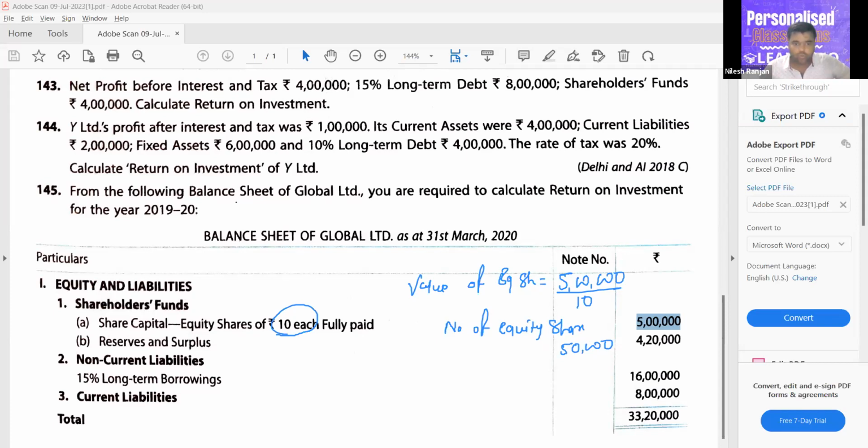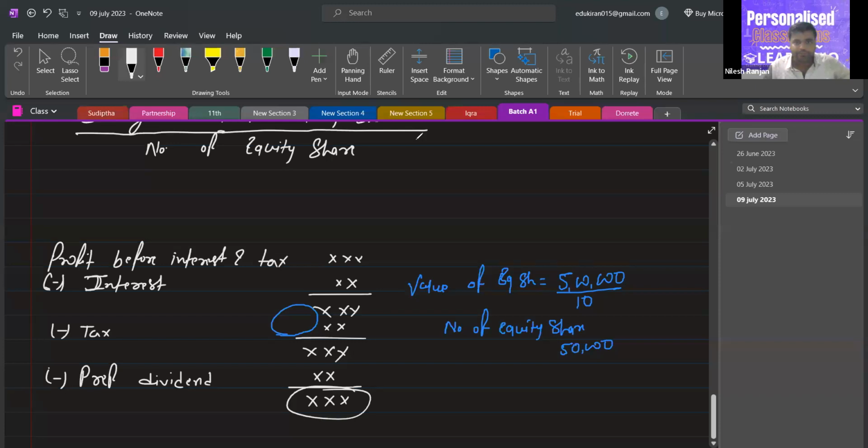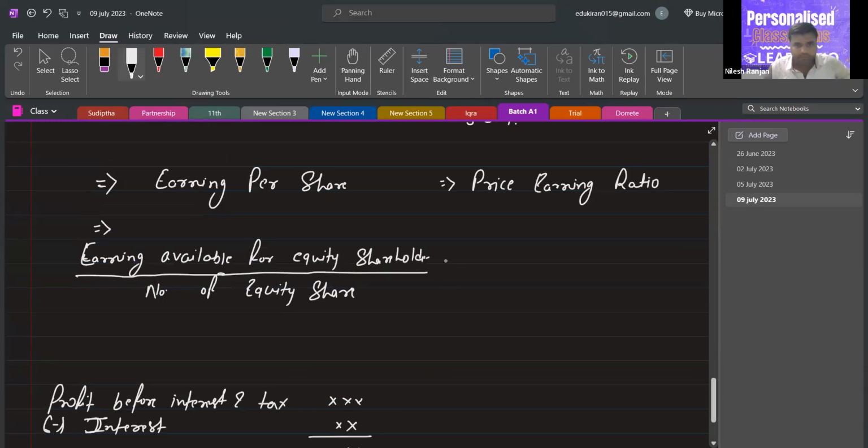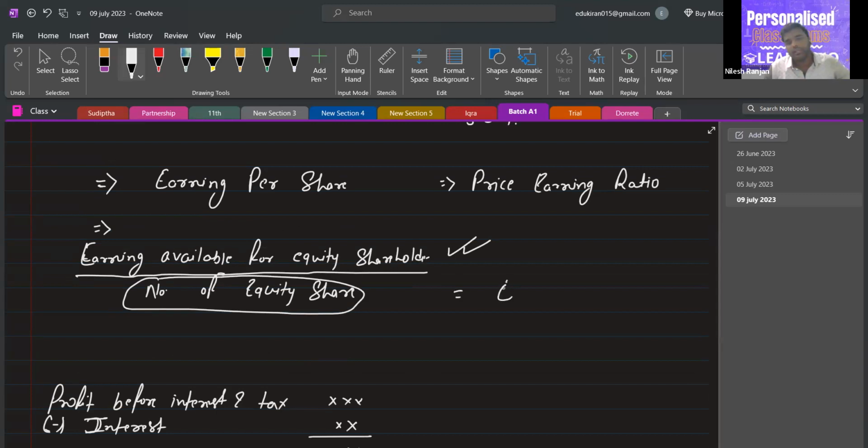Now, if we know the number of equity shares, we can easily calculate. So this amount will be taken here, and then you will divide it with number of equity shares. So you will get EPS, earning per share. Is this clear?